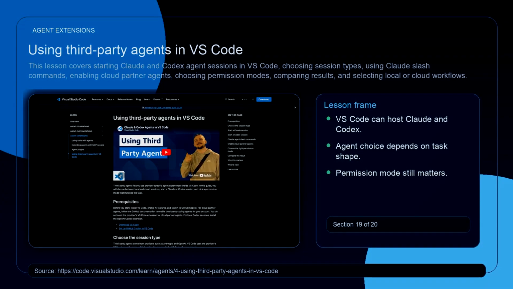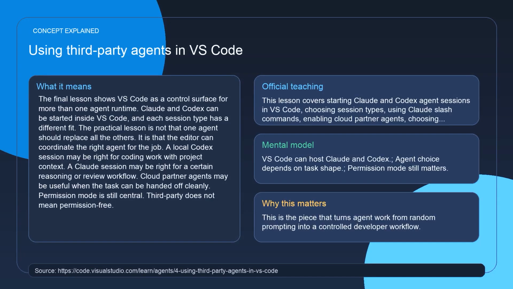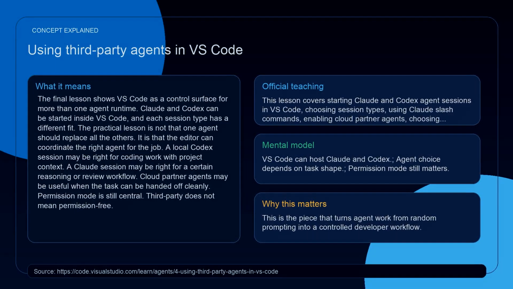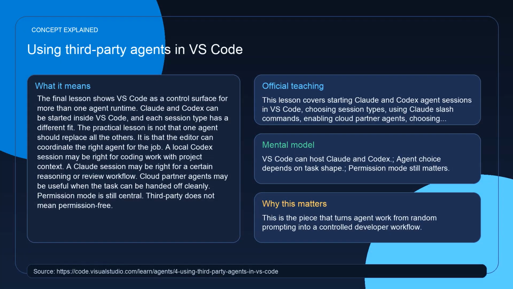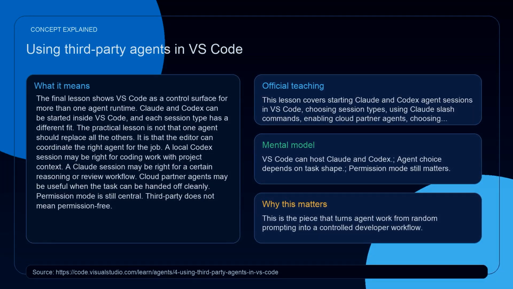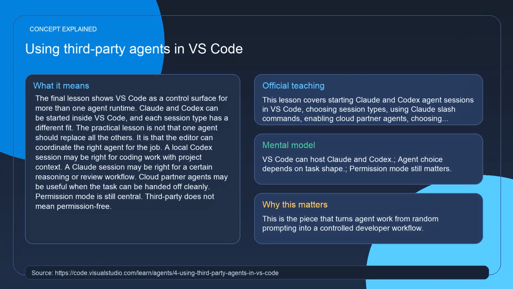Here is the real explanation. The final lesson shows VS Code as a control surface for more than one agent runtime. Claude and Codex can be started inside VS Code, and each session type has a different fit. The practical lesson is not that one agent should replace all the others. It is that the editor can coordinate the right agent for the job.